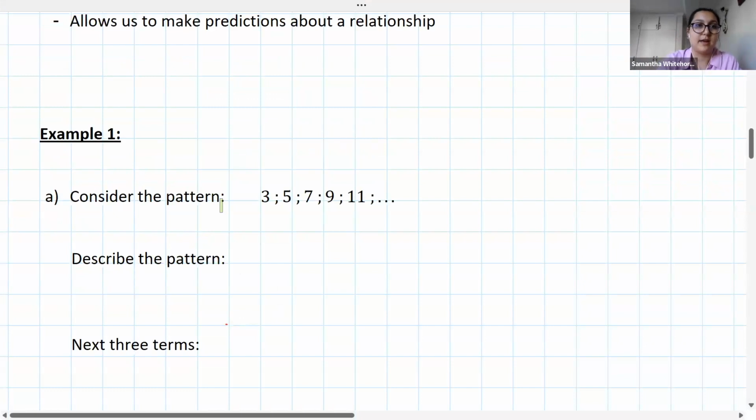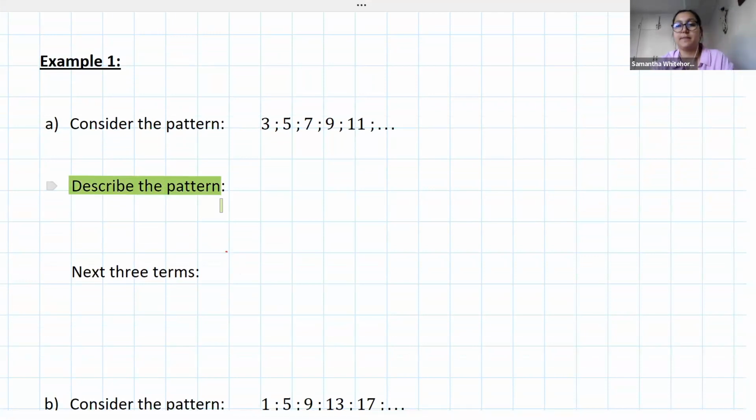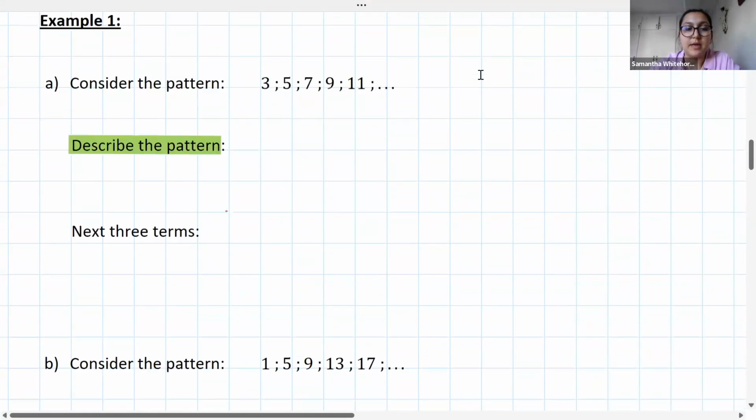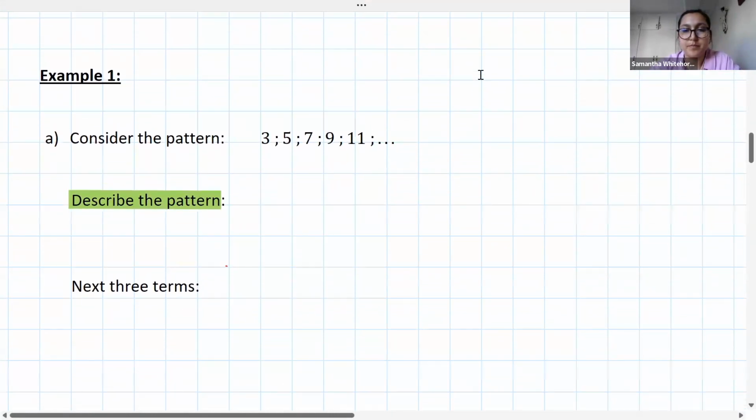Let's try that again. I want you to describe this number pattern for me. So in words, use your words, describe what's happening here. Am I multiplying each term to get the next? Am I subtracting, dividing, adding? What am I doing in this number pattern? And I want to see your answers on the chat.